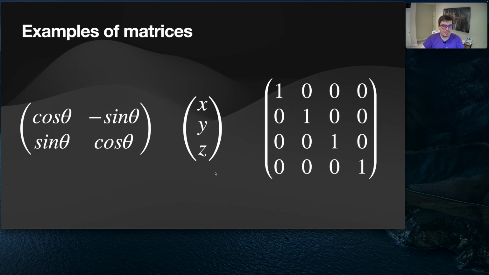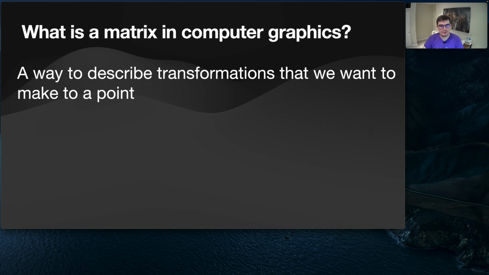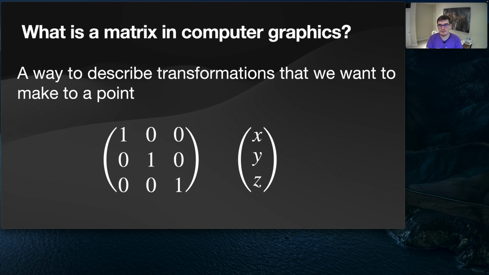But what really is a matrix in terms of computer graphics? A very nice way to think about it is that a matrix is just a way to describe some transformations that we want to make to a point. So for example, let's say we have coordinates of some point in 3D, and we might use a matrix like this to describe how we want to transform it. What does it mean?